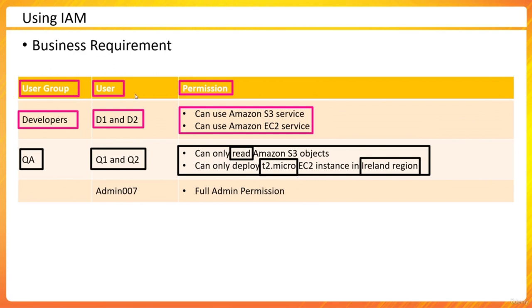Plus, I also want to create one more user called admin007. Now, intentionally, I don't want it to be added to a group. I just want to show that you can create users independently, not add them into a group, but still give them permission. Like for this admin007, my James Bond user, I want to assign full admin permission. So we'll see how all these things work in the next module.